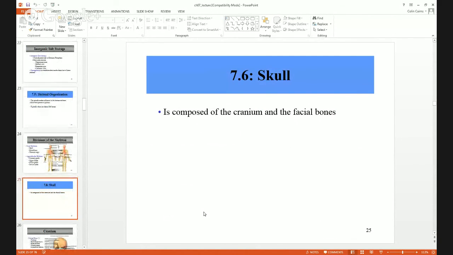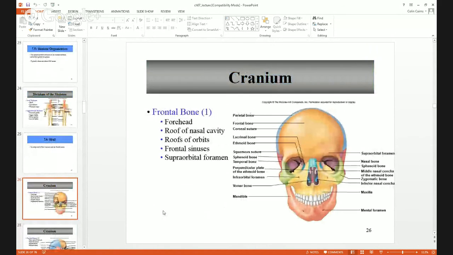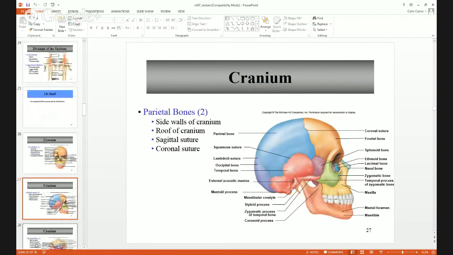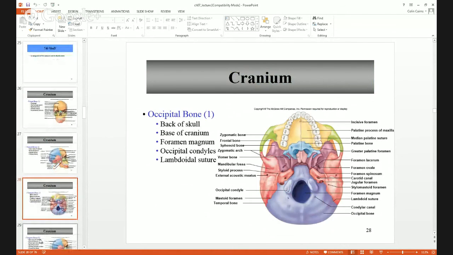And now we have the skull, the cranium, and the facial bones. We should at least know some of the bones of the skull in this class. Most of it will be learned in lab. And you can see the frontal bone, the temporal, the parietal. And here's the back of the skull with the base of the cranium, the foramen magnum, the vomer. Everybody should know where the vomer is.